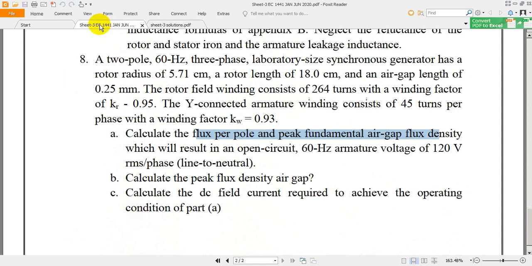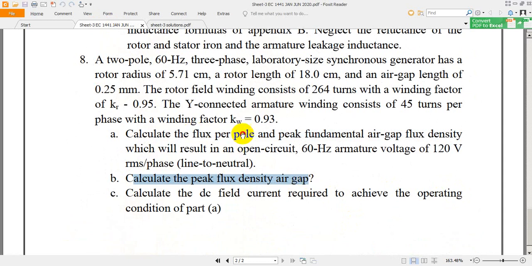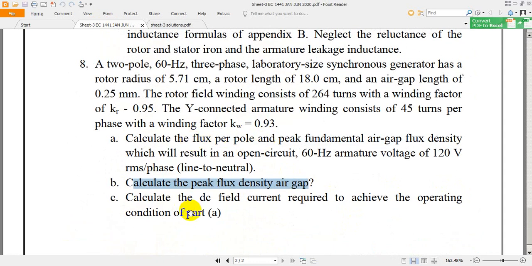The next parameter is to calculate the flux density. Peak flux density has been evaluated. Flux per pole has been evaluated. Then we need to calculate the DC field current. DC field current required to achieve the operating condition part A.